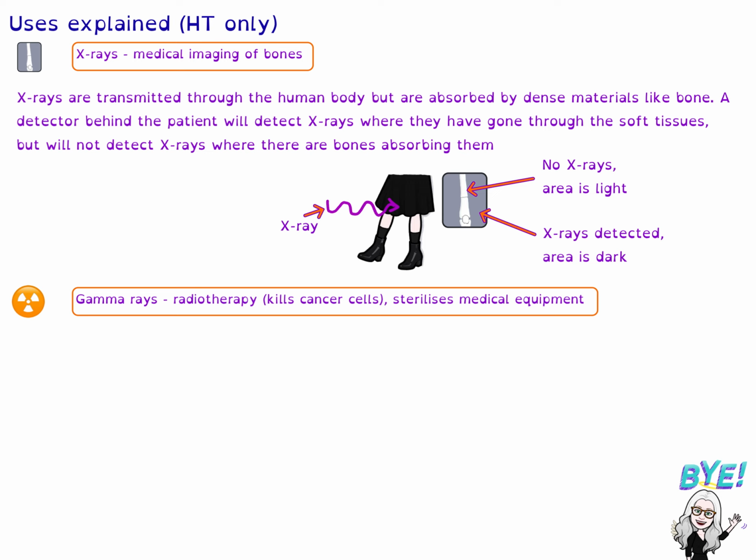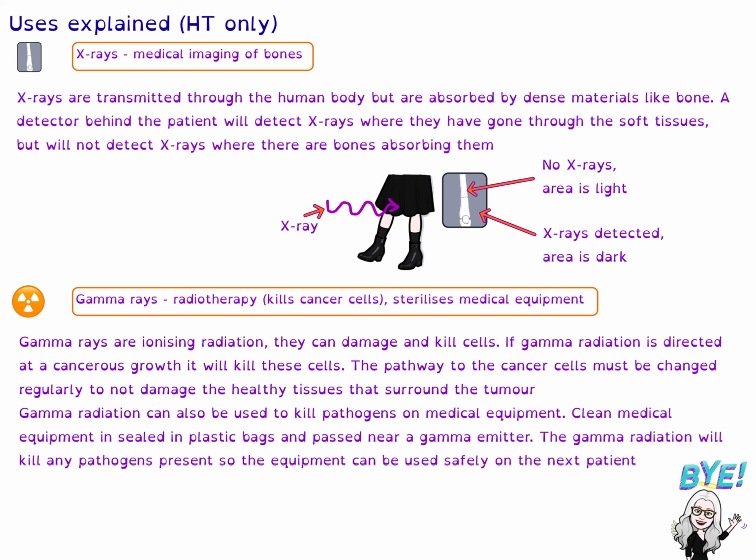Gamma rays. They're used for radiotherapy because they kill cancer cells and they can sterilise medical equipment. Gamma rays are ionising radiation. They can damage and kill cells. If gamma radiation is directed at a cancerous growth, it will kill these cells. The pathway to the cancer cells must be changed regularly as to not damage the healthy tissues that surround the tumour. Gamma radiation can also be used to kill pathogens on medical equipment.